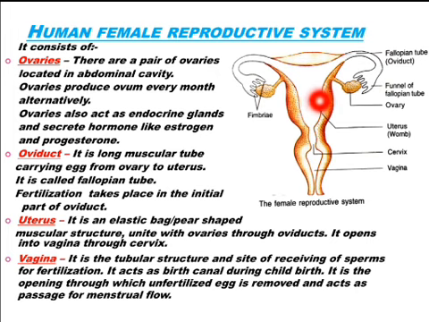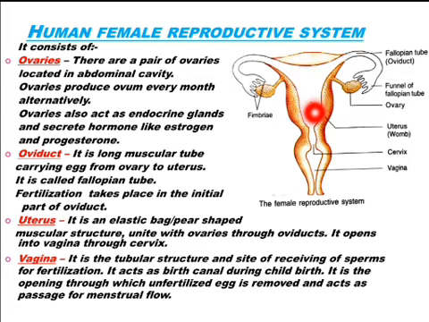This fallopian tube is the site of fertilization. In the initial part of the oviduct, fertilization, that is fusion between the male gamete and the female gamete, that is sperm and ovum, takes place. So the fallopian tube is the site of fertilization in the human female reproductive system. This is the uterus.